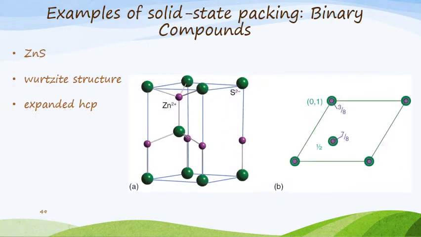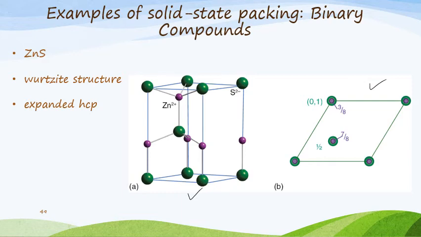All right, the other form of zinc sulfide is the wurtzite structure, which is expanded hexagonal close packing. Again, on diagram A over here, it shows you what the packing looks like. Again, representing the zinc ions in the color purple, and the sulfide ions are in green. And on the far right-hand side over here is the projection view showing the fractional coordinates.